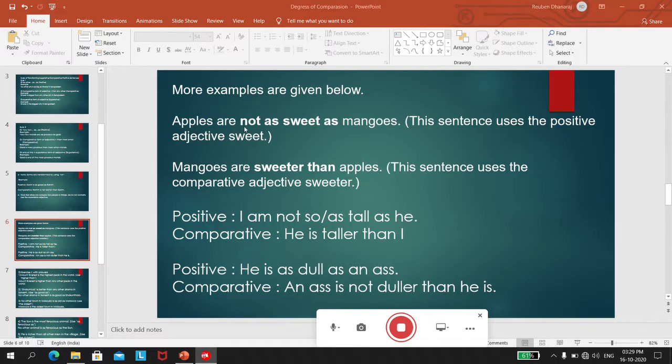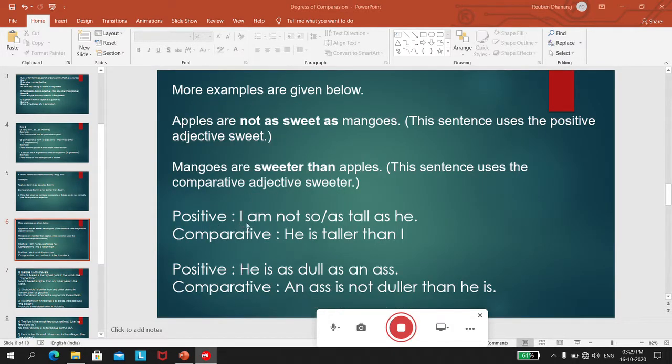Apples are not as sweet as mangoes. This sentence uses the positive adjective sweet. Now I'm asking you to change it into comparative. But remember, you should not change the meaning of the sentence. Mangoes are sweeter than apples. This sentence uses the comparative adjective sweeter. There are some more examples here.